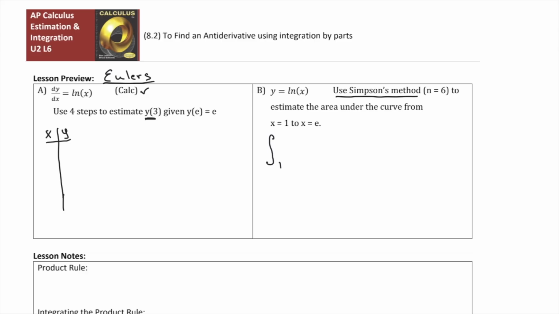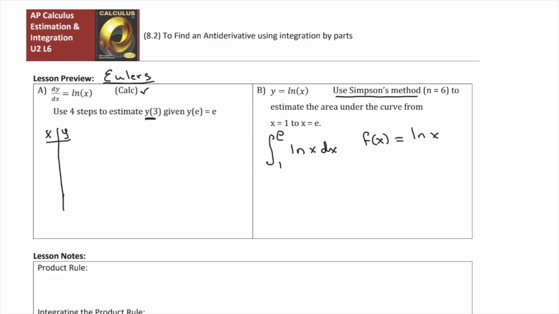The integral is the most important part of the function. So we want the antiderivative, or the integral from 1 to e of natural log of x dx. That is where you're going to begin. You're going to let your f of x equal the natural log of x, and then you're ready to use that Simpson's method.